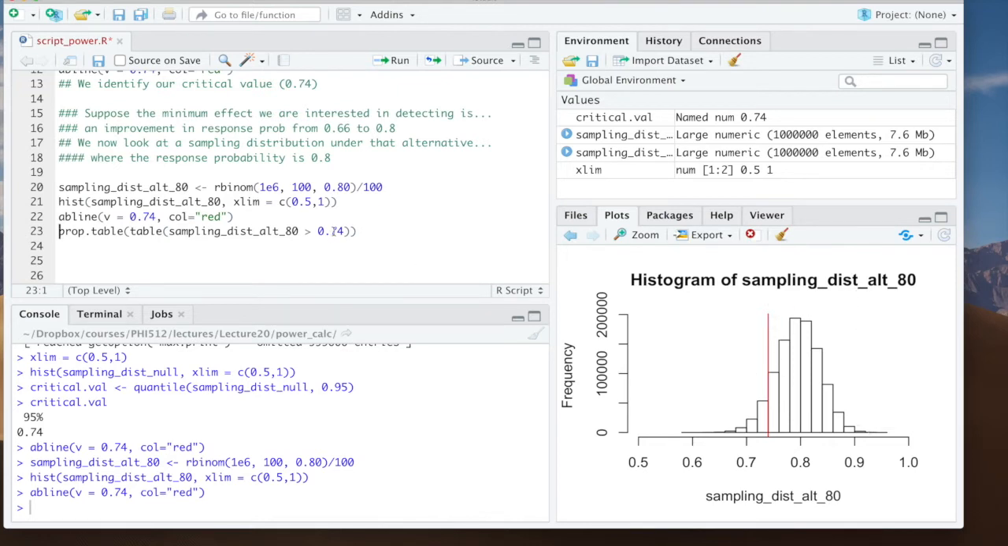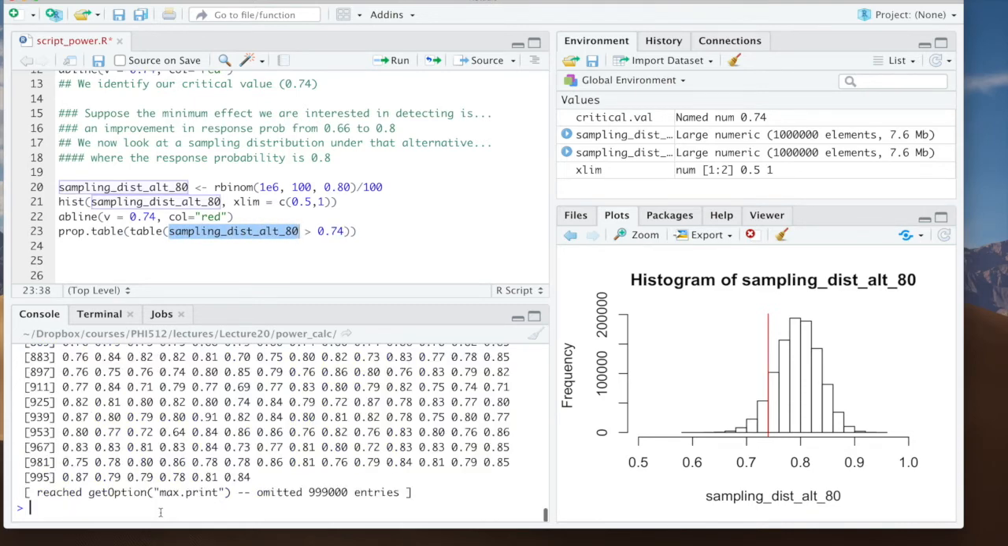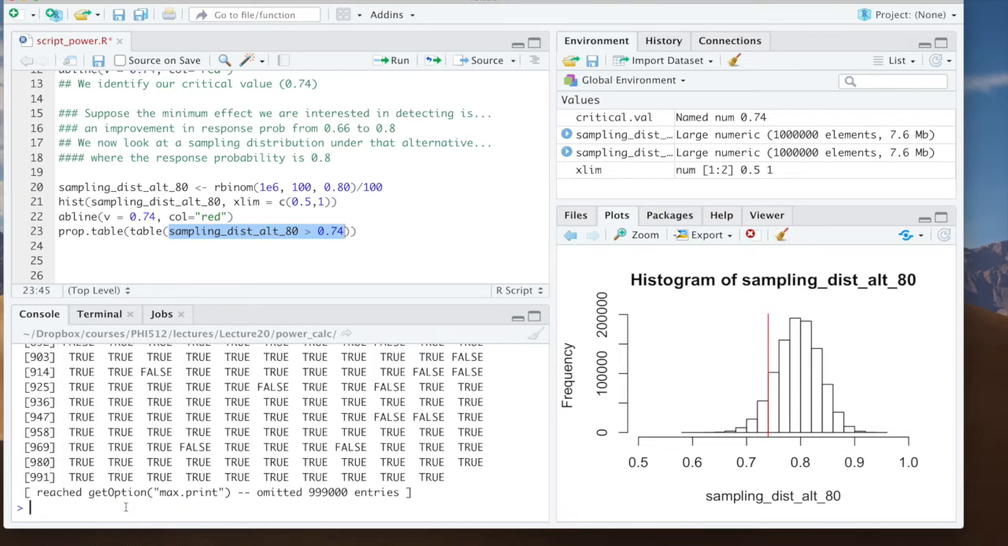One way we can do that is using the prop.table and table commands. So maybe we want to unpack this statement. Inside, we are taking this object, sampling dist alt 80, which again is just a vector of numbers, and we are comparing each of those to 0.74, trying to identify for each one whether it is greater than 0.74 or less than 0.74. So running this line will result in this sequence of TRUEs and FALSEs.